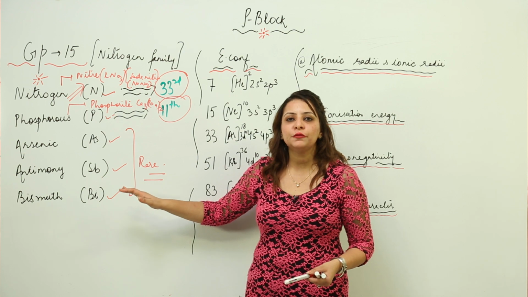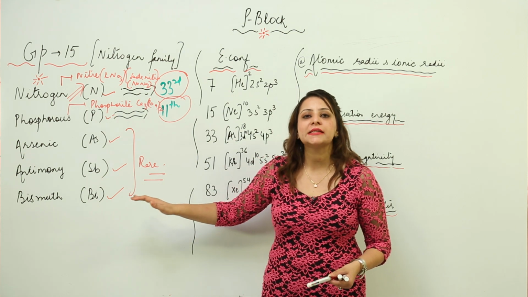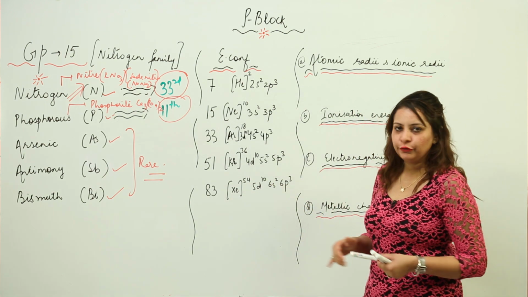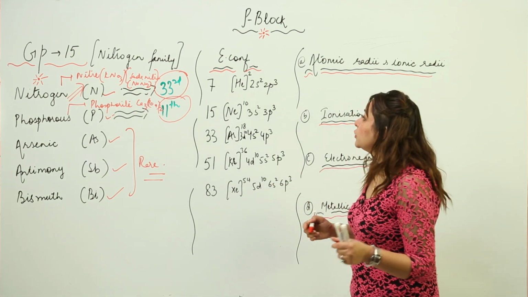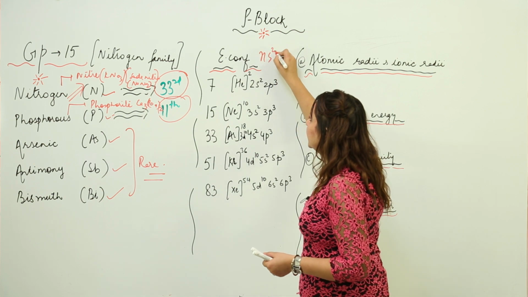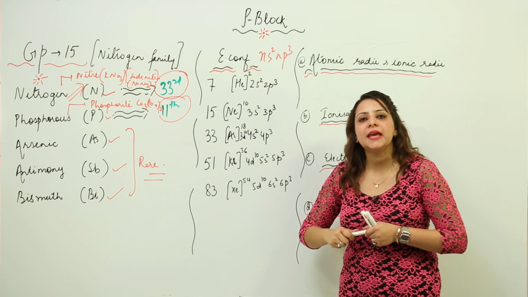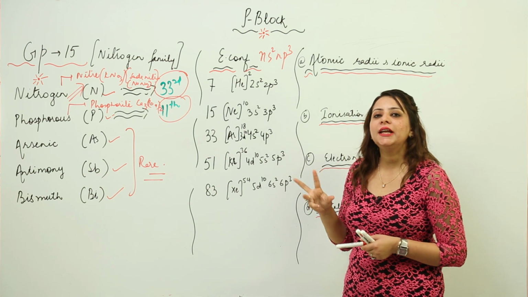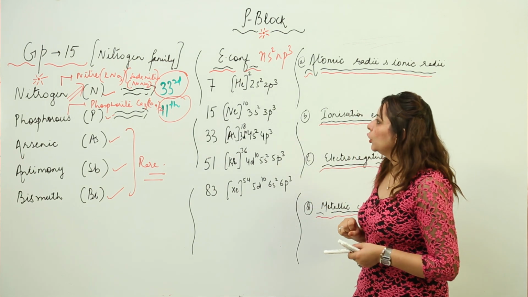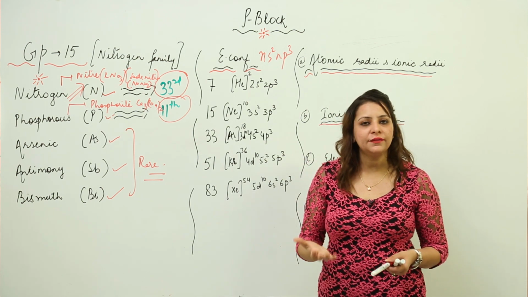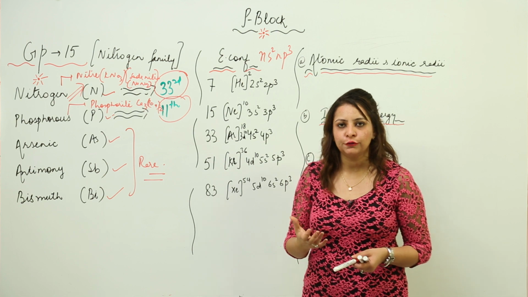Starting with this group, now that you are familiar with the members, we will start with the first property, the electronic configuration. As it is group 15, the general electronic configuration is ns2 np3, that is 2 electrons in the s subshell and 3 electrons in the p subshell. We will write the configurations, and you also try to write them in your copies, as you are all familiar with how to write them.